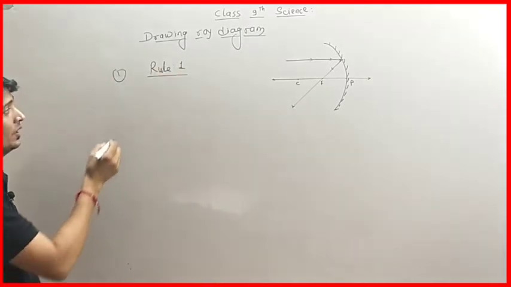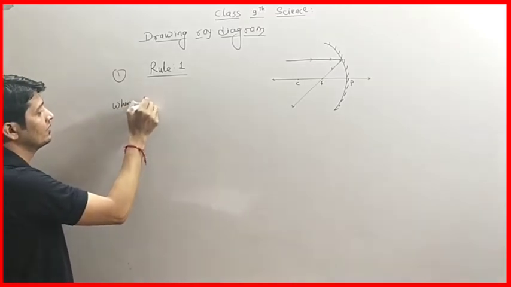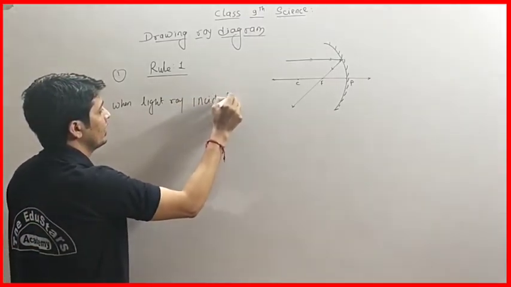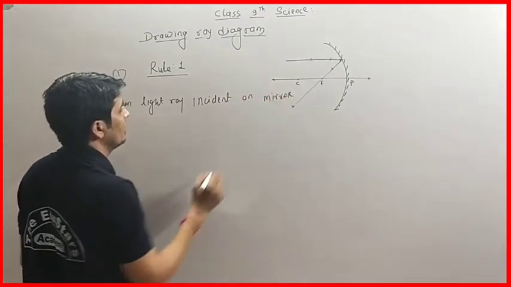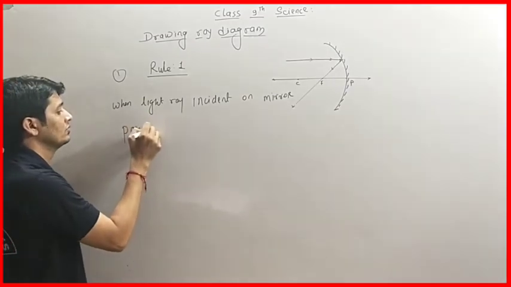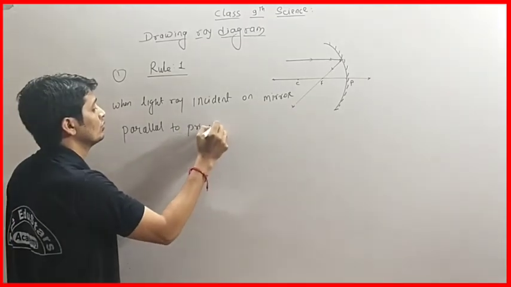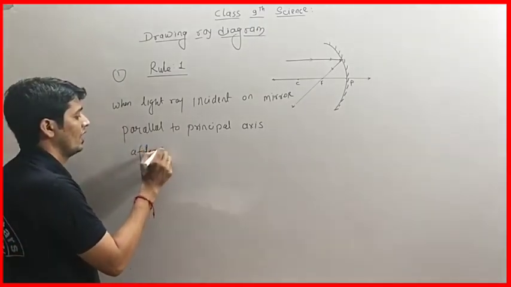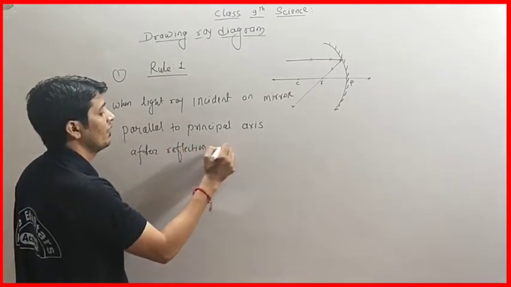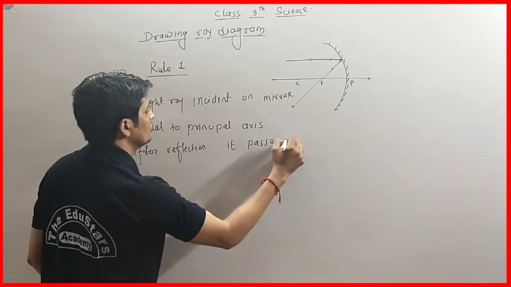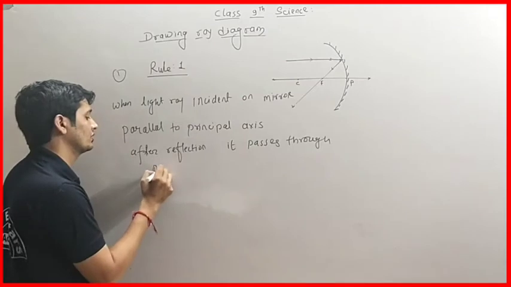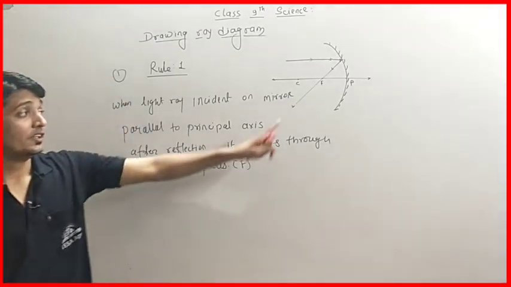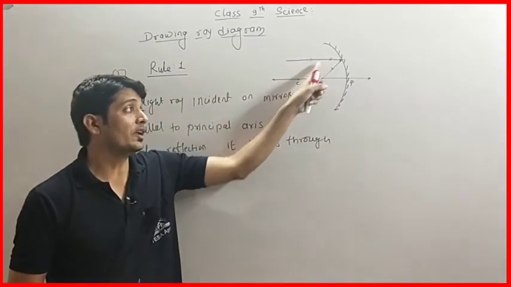Okay, so write down rule number 1. When a light ray is incident on the mirror parallel to the principal axis, after reflection it passes through the principal focus. That is capital F.